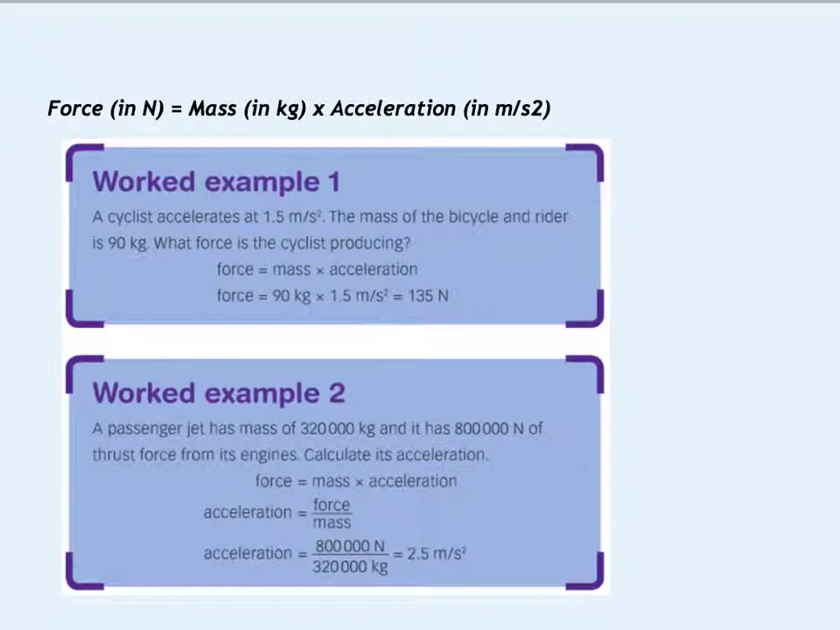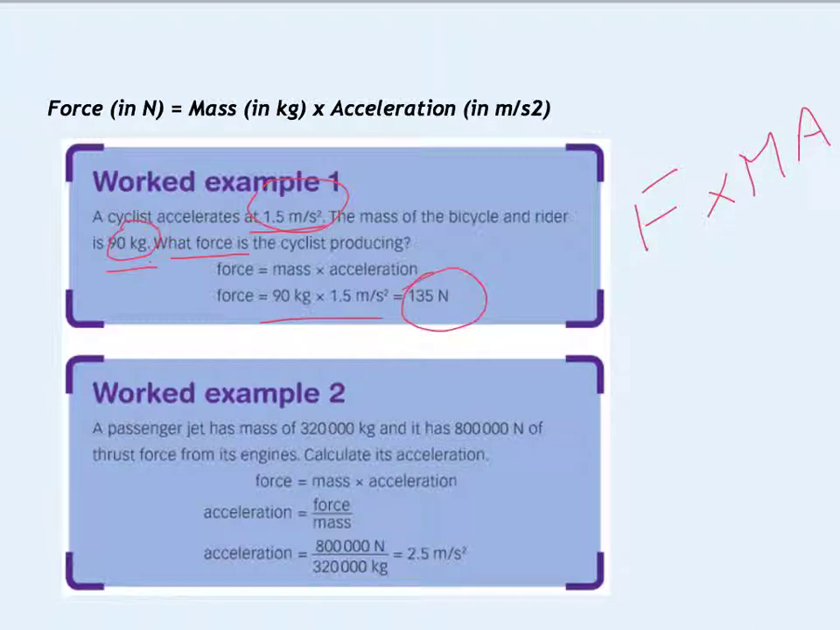Right, the top one is asking about the force. A cyclist accelerates at 1.5 meters per second squared. The mass of the bicycle and the rider is 90 kilograms. What is the force? So of course we're going to use the normal equation, F equals m times a. We know the mass, which is 90 kilograms, and we know the acceleration is 1.5. So if we multiply those two together, that gives us a force. And don't forget our units, which is newtons.